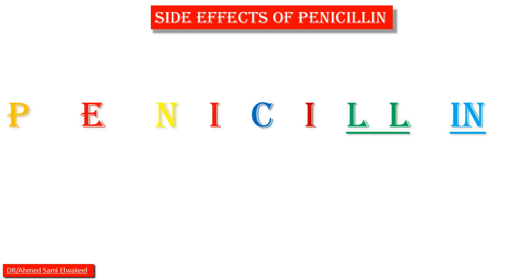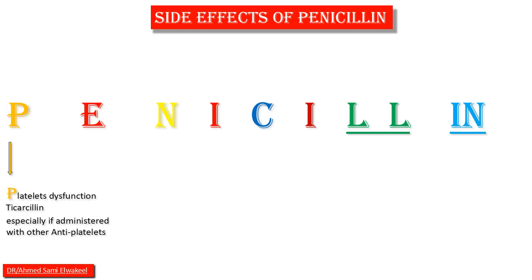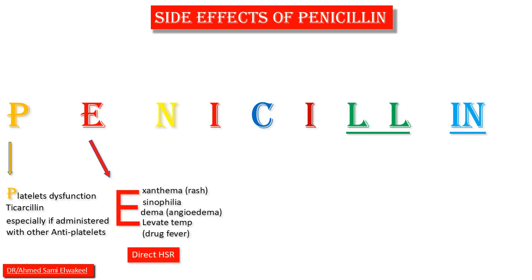Side effects of penicillin. The mnemonic is "ladder of penicillin." P4 platelet dysfunction, which is common with ticarcillin, especially if administered with other antiplatelets. E4 direct hypersensitivity reaction, which includes exanthema, eosinophilia, edema, and elevated temperature. N for nausea and GIT upset, and 2I ladder for injection.